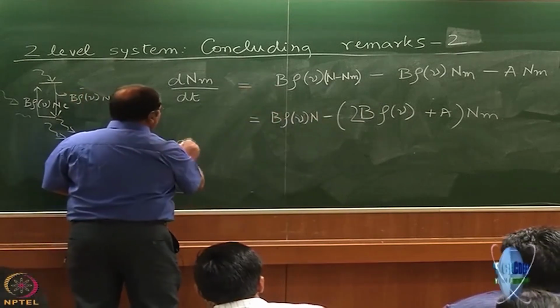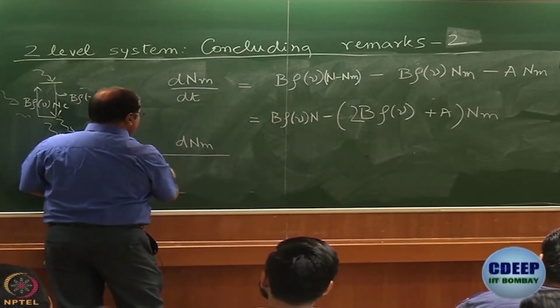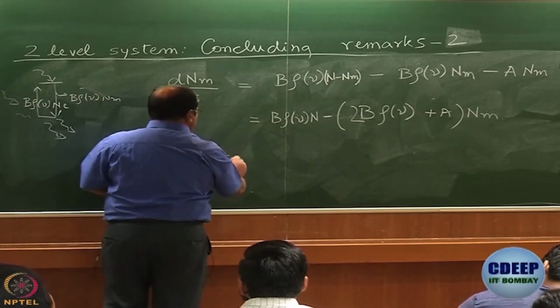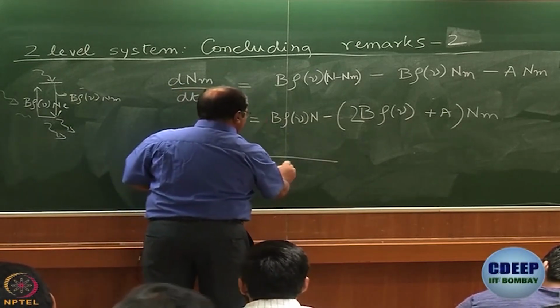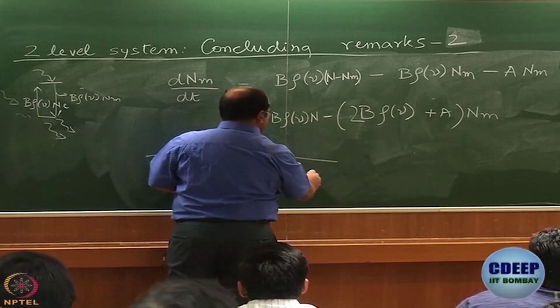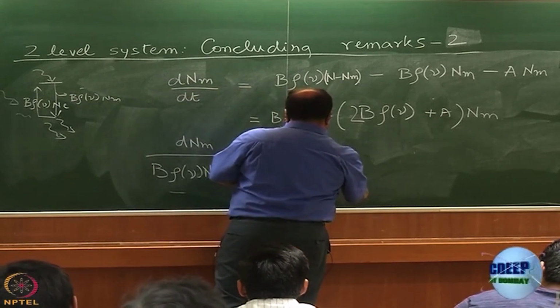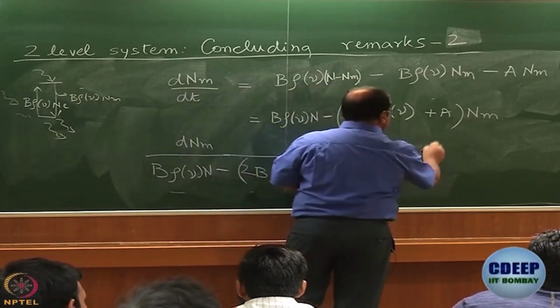You know what to do, dNm divided by B rho nu N minus 2B rho nu plus A Nm is equal to, I can write dt. One kahan se aaya?